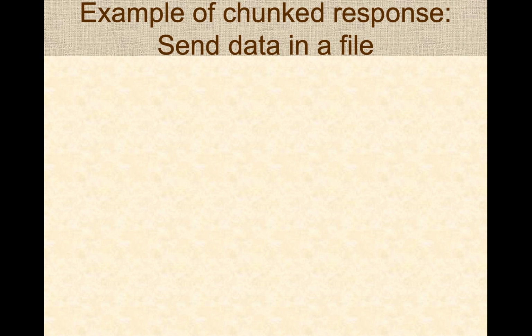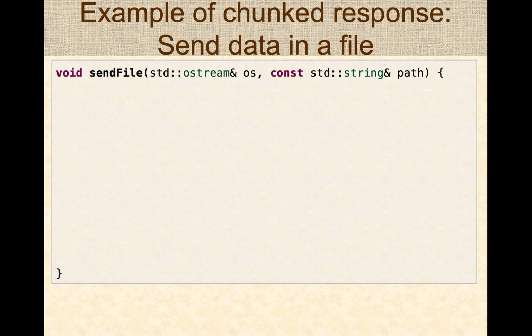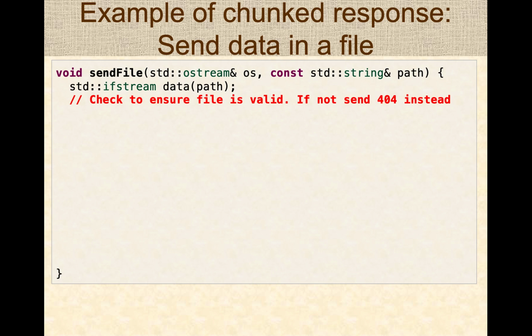Now let's see how we can use this information to send a chunk response from a file. So here we'll create a method called sendFile, where we want to send the contents of the file, not the file name itself, but what is inside the file, to a given output stream. So here we open the data file. It's a good idea to check to ensure the file is valid. If not, typically in HTTP you will send what's known as a 404 error message. Here we'll assume that the file is valid.